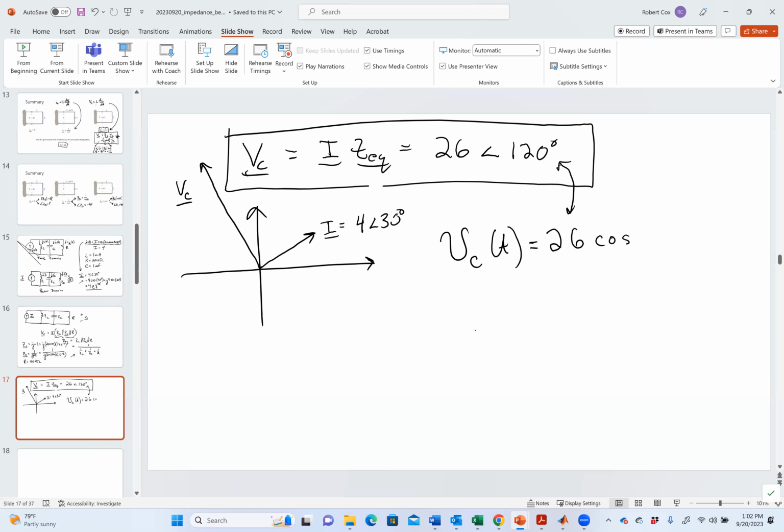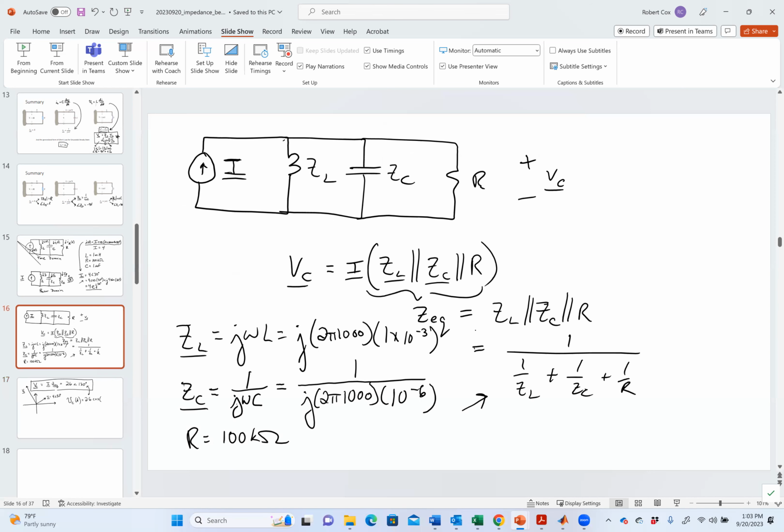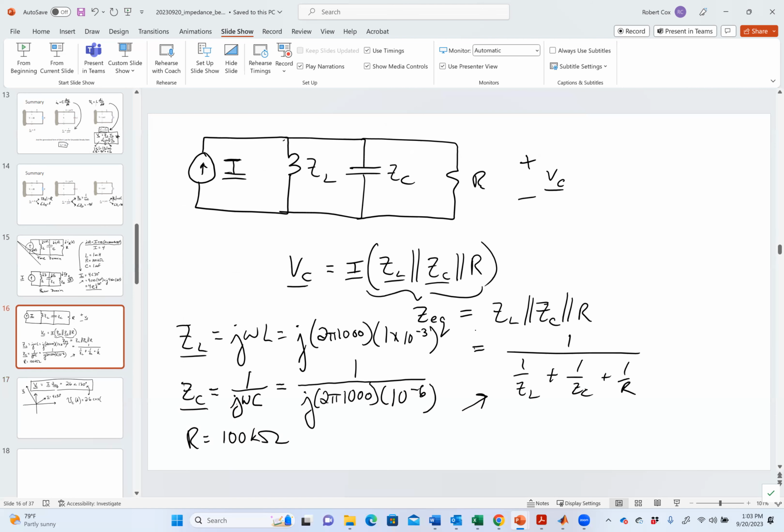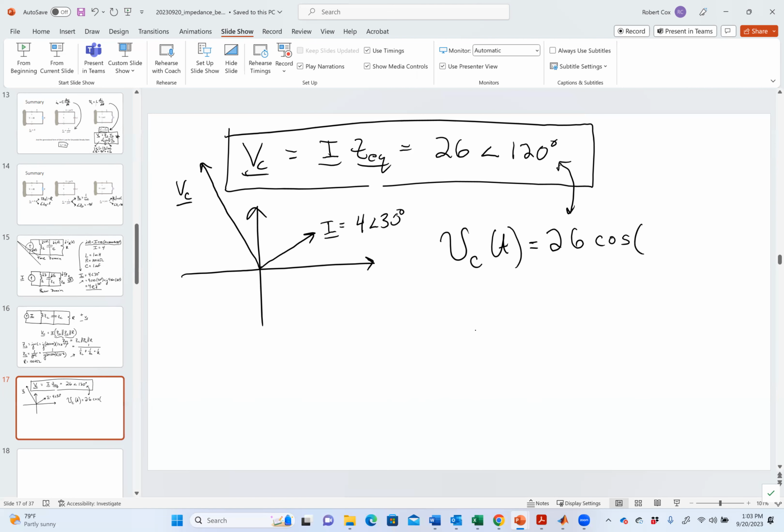And what's the frequency? We got to go back to whatever the frequency of the source was, right? The frequency of the source that I had was 2 pi 1000. So all my impedances and everything is in terms of this 2 pi 1000, which is the omega of the source. So I say this is cosine 2 pi 1000 t plus 120 degrees, like that.